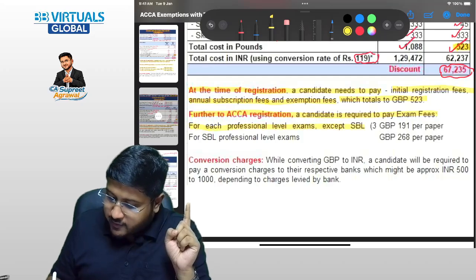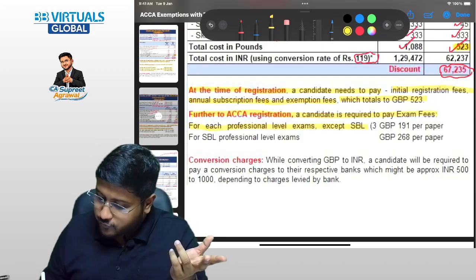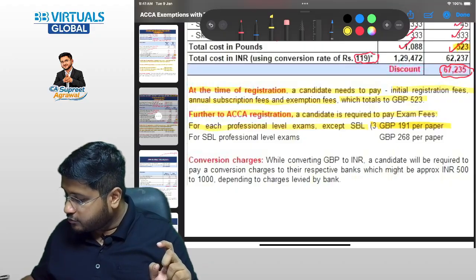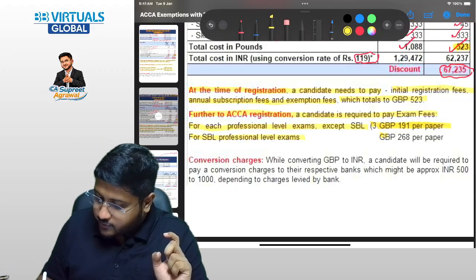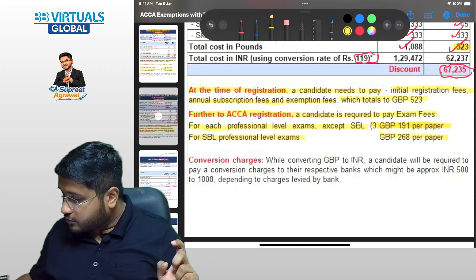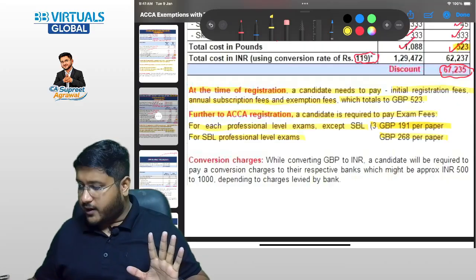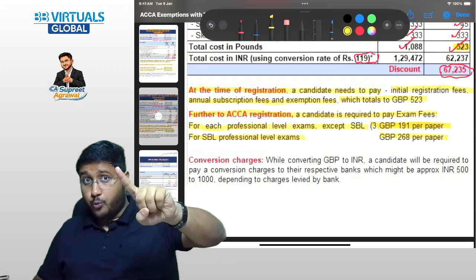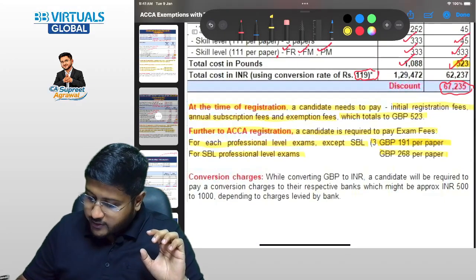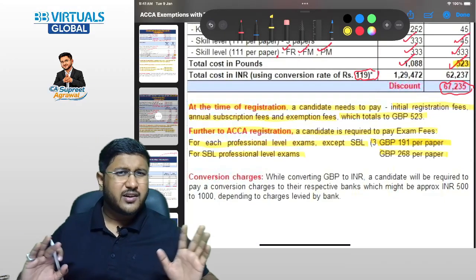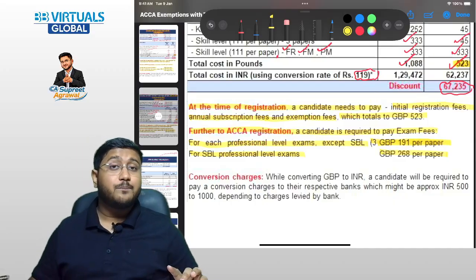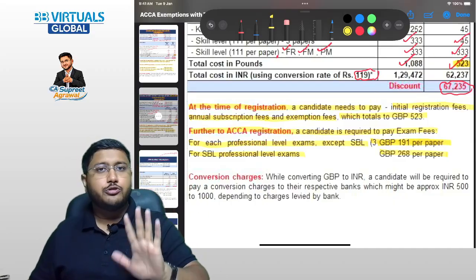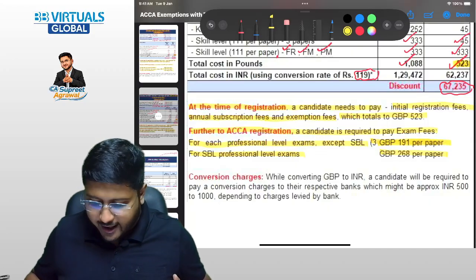So for each professional level paper, because you are getting 9 exemptions, for each professional level paper other than SBL, it's 191, so 191 into 3, and for the SBL paper, it is going to be 268. So the total comes to 841, assuming 119 rupees of exchange rate, that's only 1 lakh. So 523 plus 1 lakh, roughly 1.5 lakhs, you will be able to complete your ACCA qualification, my dear friends. That's a huge discount, huge benefits, huge understanding that you should have.